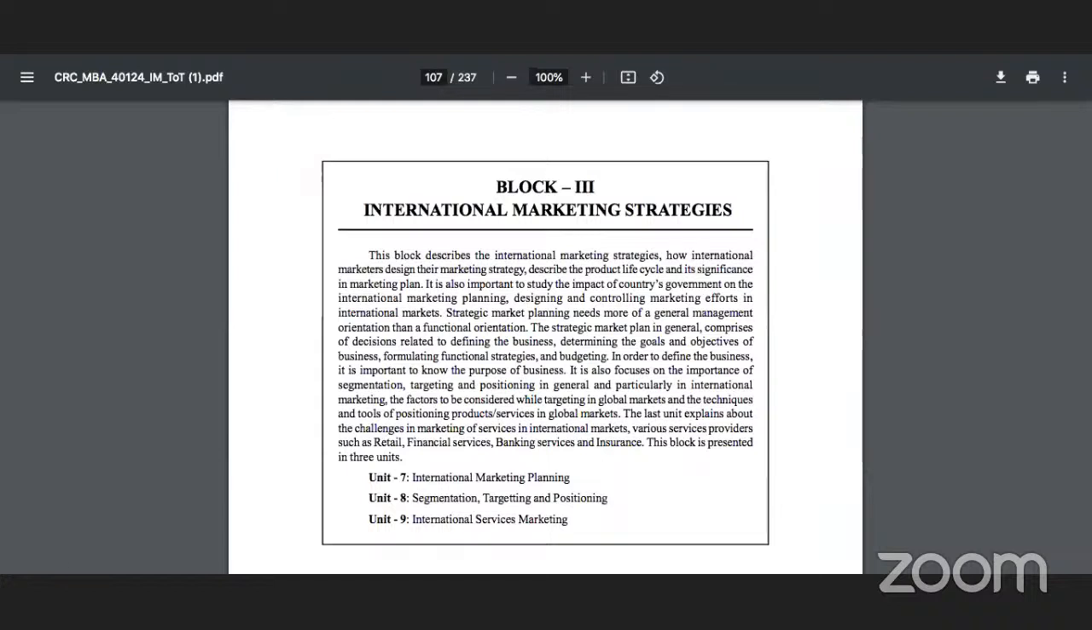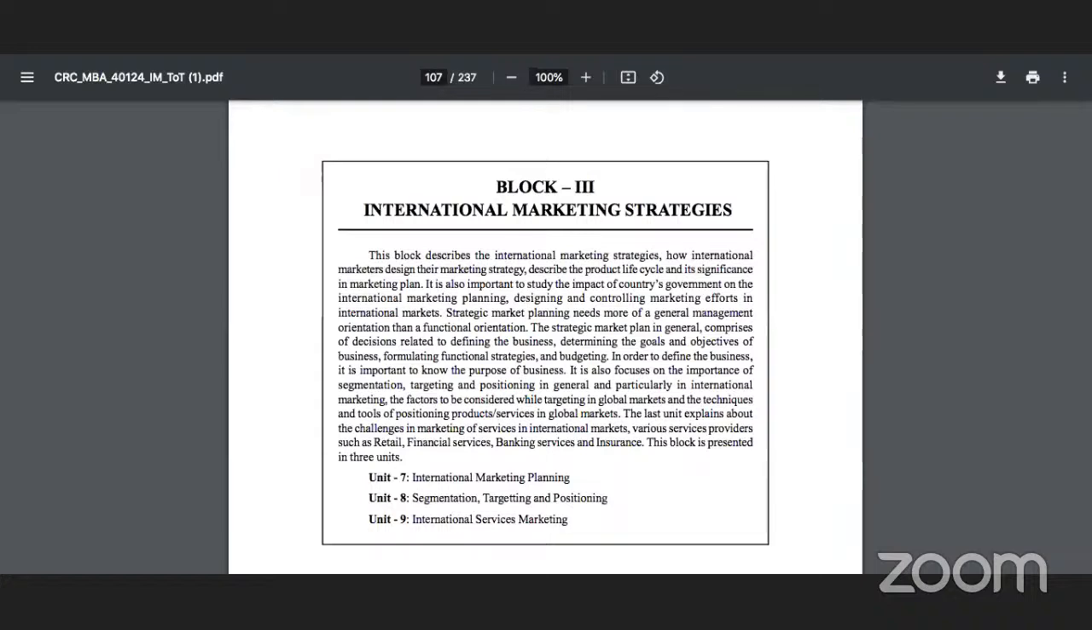A very good evening to everyone. I'm Kolla Krishna Madhavi, and we have been going through international marketing. Today, we will be moving to block three, that is international marketing strategy. This block describes the international marketing strategies, how international marketers design their marketing strategy. It also describes the product life cycle and its significance in marketing plan.